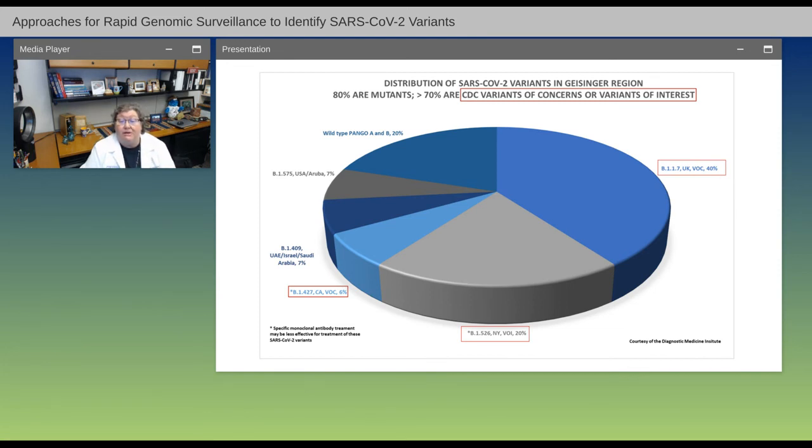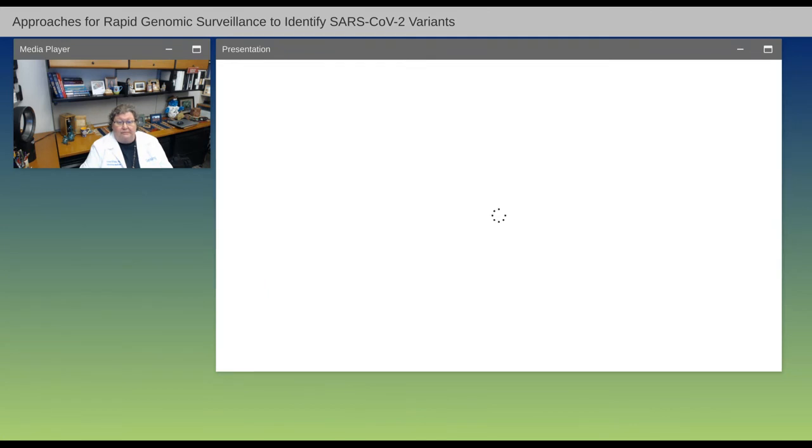Two are not variants of interest or concern, but we were able to identify a proportion, 40% of the B.1.1.7, 20% of the B.1.526, and 6% of the B.1.427. So we were able to confirm for our epidemiologists that we have these variants of concern in our population, and we will likely just perform this surveillance from time to time to be monitoring for the Delta variant and such. And if we have any kind of unusual events, we will also do that.